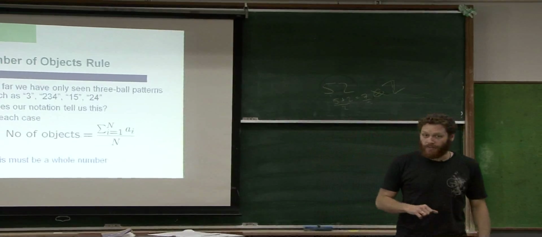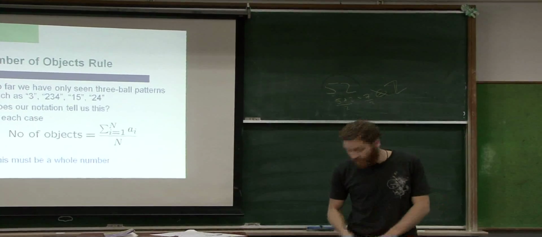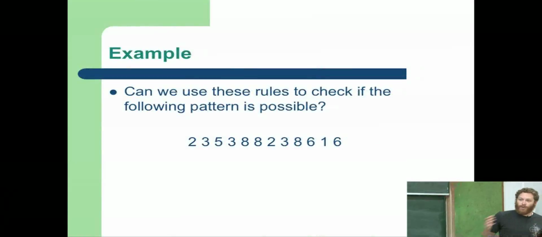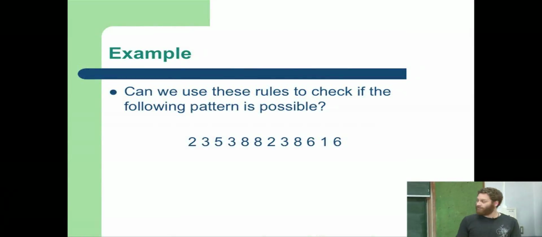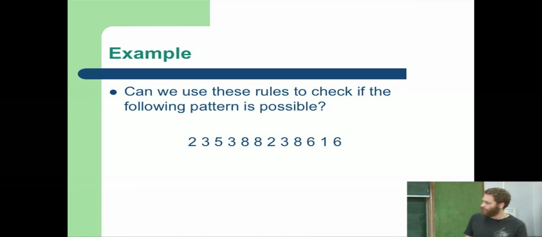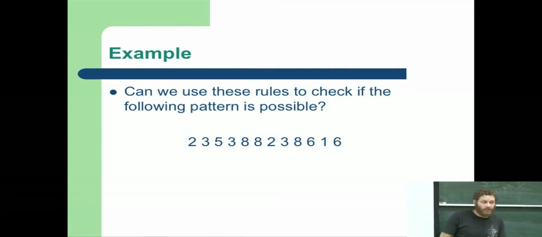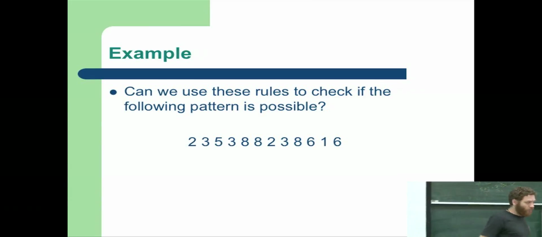This must be a whole number, right? Or it must be an integer. So now we're presented with this problem of, can we use these rules to check if that pattern is possible? Well, we can try and work out the average of these numbers. Maybe if it is a whole number, am I able to juggle that pattern then? I don't know. Is that a whole number? I'm not sure.